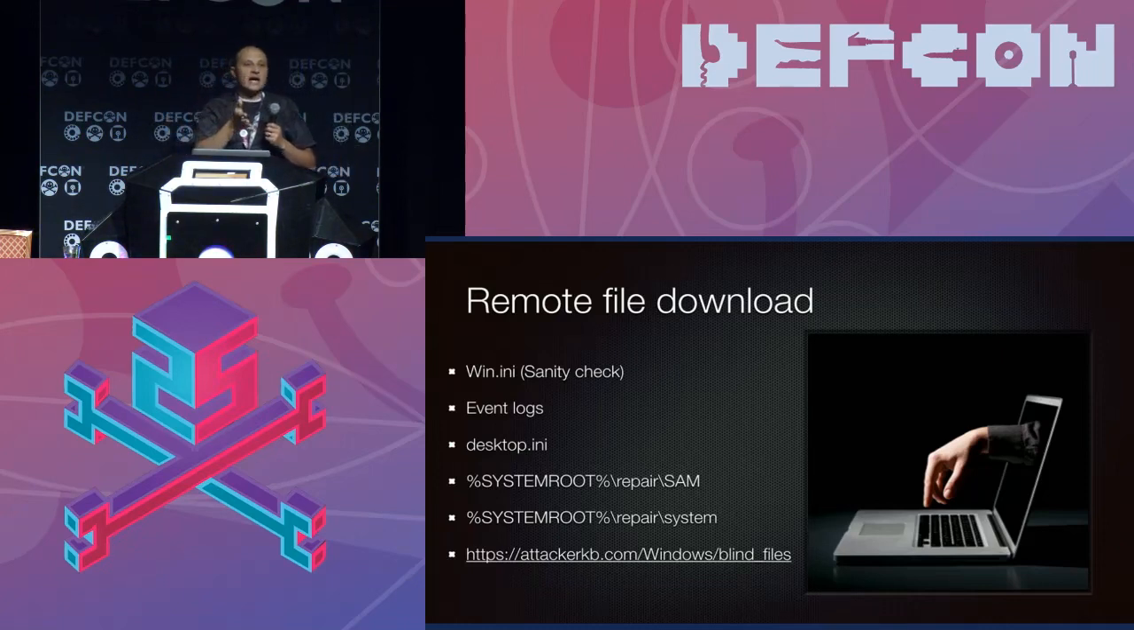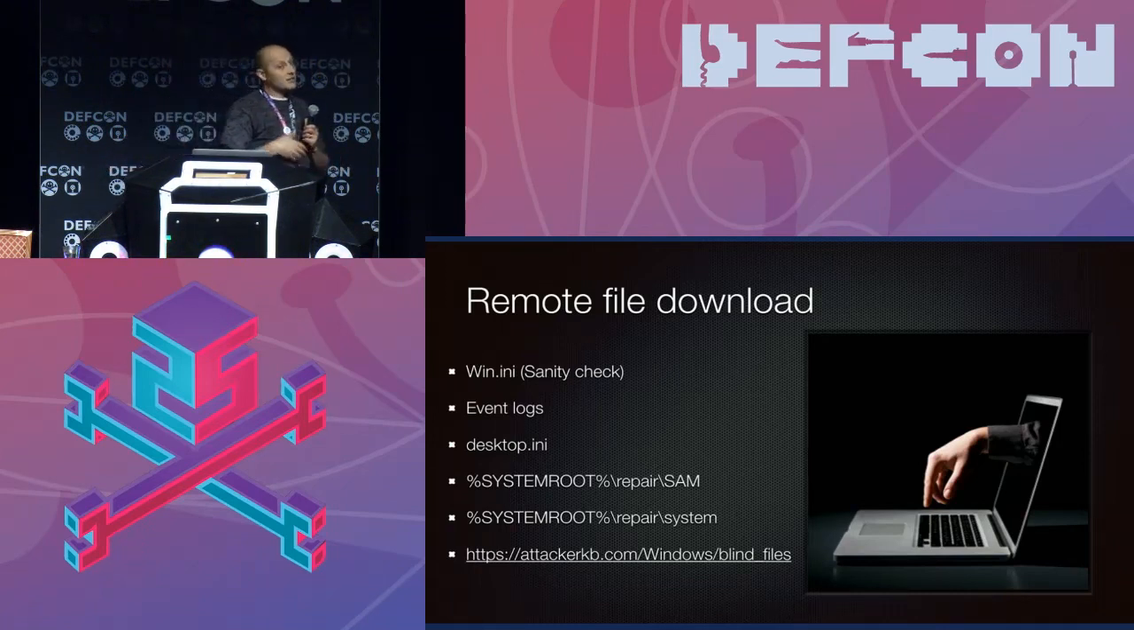The first one is the WinINI file, because on any version of Windows, that file exists. So it's like a sanity check. If you can pull that file back, we're good. More so, you might be able to tell what version of Windows they have. If you know what version of Windows they have, you know the path to the event logs. So we can start pulling event logs.